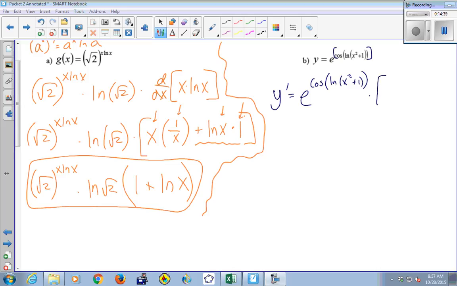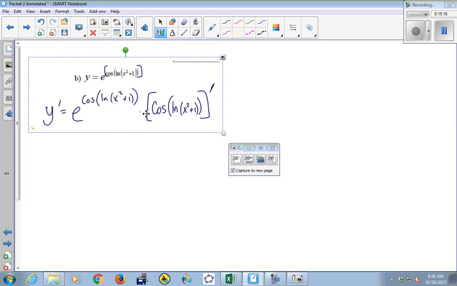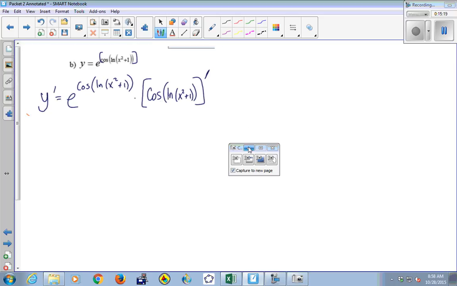Okay, so the derivative of the stuff, of cosine of the ln of x squared plus 1, prime, right? The derivative of the stuff. Usually I write d/dx of the stuff, but you can use prime too. I think I'm going to run out of room. I'm going to put this all in a nice new page. Okay.